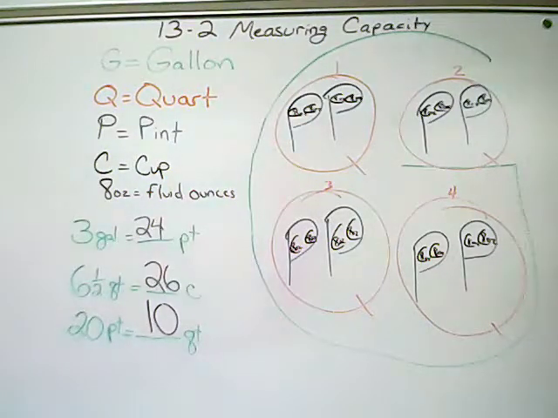If you can remember how to draw the big G with the 4 quarts inside of that, with the 2 pints inside of that, with the 2 cups inside of that, with the 8 ounces inside of that, it will greatly help you figure out your conversions for this section.